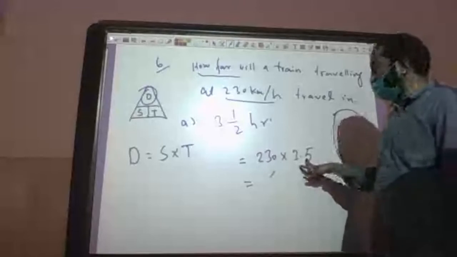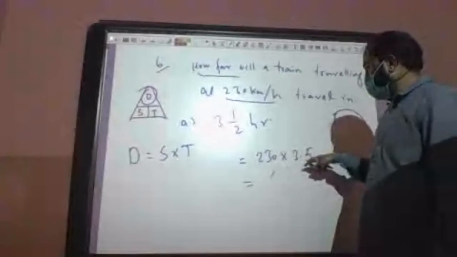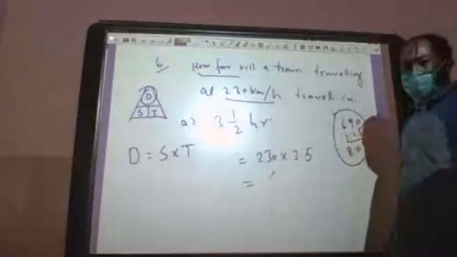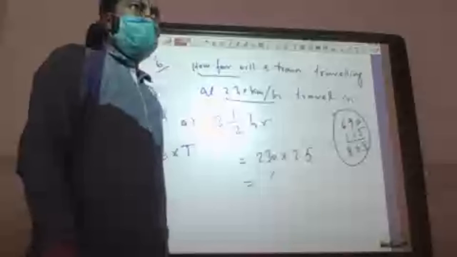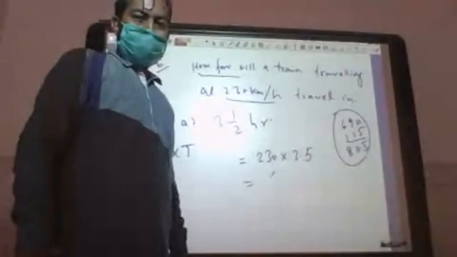Simply 230 times 3.5 if you have calculated. Otherwise, 230 plus 230 plus 230 and 0.5 means half of this one, 115, so 805. Clear? Very nice, yeah. Okay, thumbs up everyone if you got it.